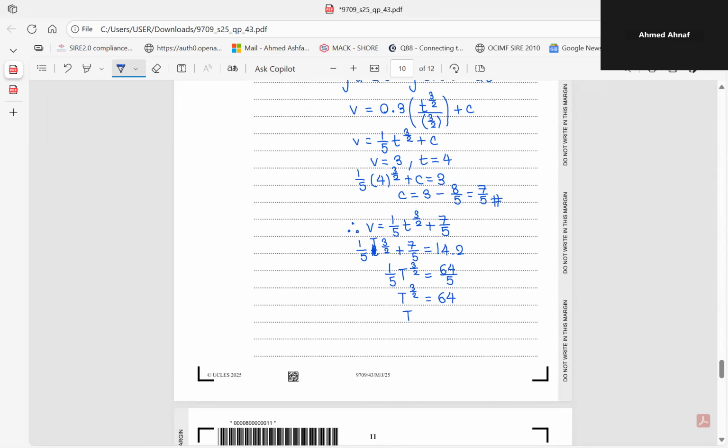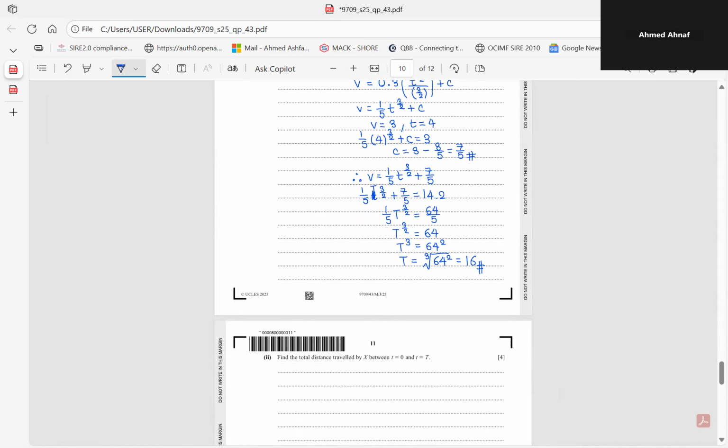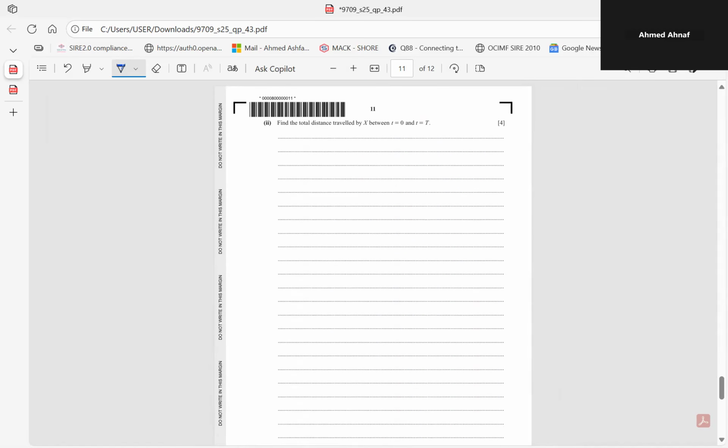Now, squaring both sides, you'll get T cubed equals to 64 squared. And then T, you will get by cube rooting 64 squared. So 64 squared, cube rooting, you would get 16. So this is our final answer for this first part. Let's head on to the next part.